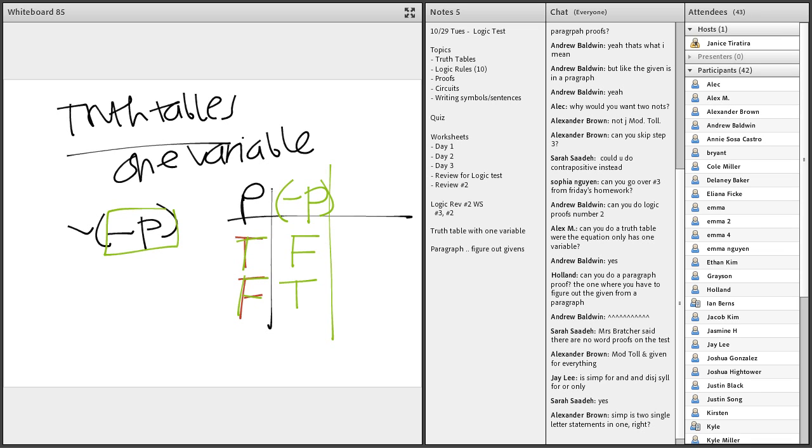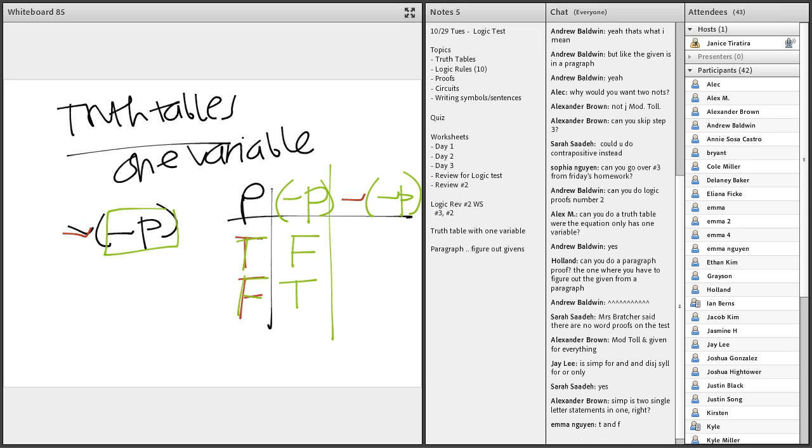Okay. Then lastly, you're going to negate the green answer. So you're going to negate not P, or sorry, you're going to negate just not P. So you're going to look at the green column and say, okay, the green column was false, so now your answer is true. The green column was true, so now your answer is false.